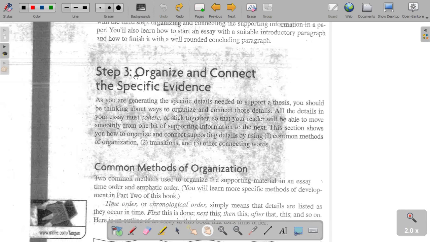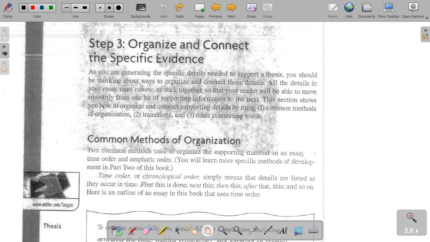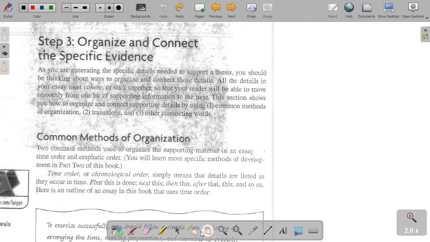You'll also learn how to start an essay with a suitable introductory paragraph and how to finish it with a concluding paragraph. So organization is really important. I've used the analogy of the highway before. I want to use a different analogy today. Think of your essay like a puzzle, or any type of writing like a puzzle, really.